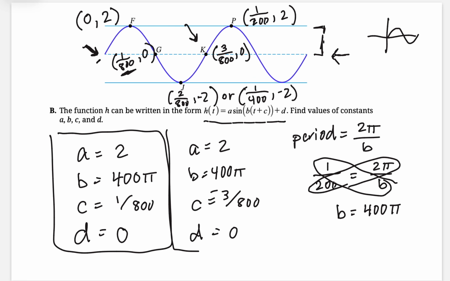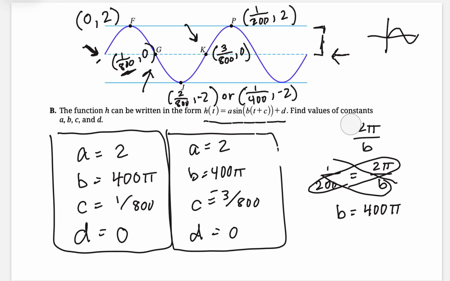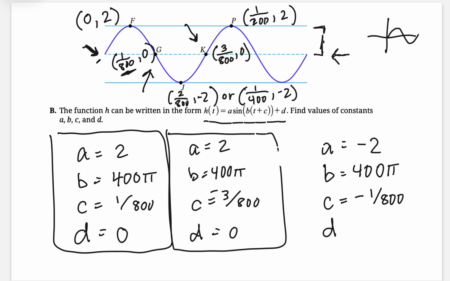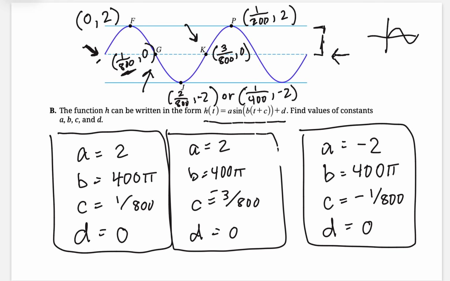So that's another option. The third option is actually to pick point G and then flip it. So ran out of space here. So let's look at that. That would be saying that A is negative 2, B is still 400 pi, C would be negative 1/800ths, and D would be 0. So those are all different possibilities for that same problem.